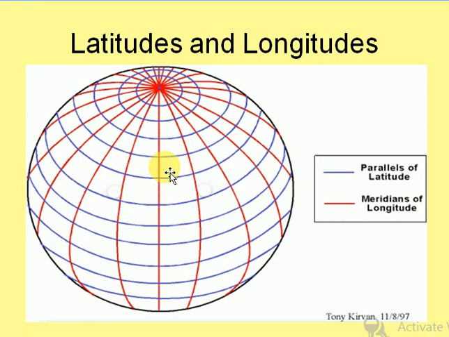The east-west lines, the blue ones, are known as parallels of latitude. All parallels of latitude are not part of a great circle.